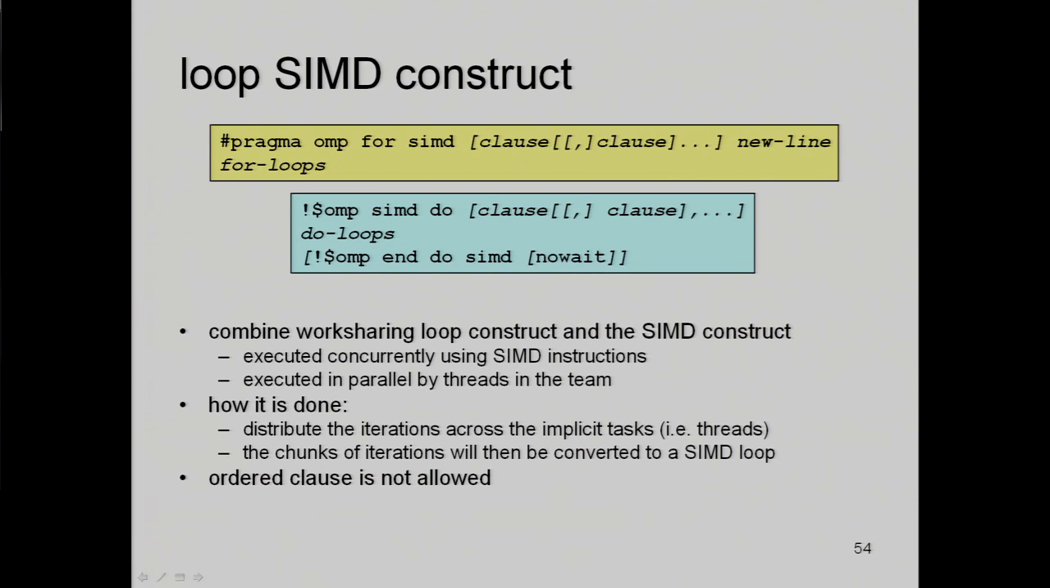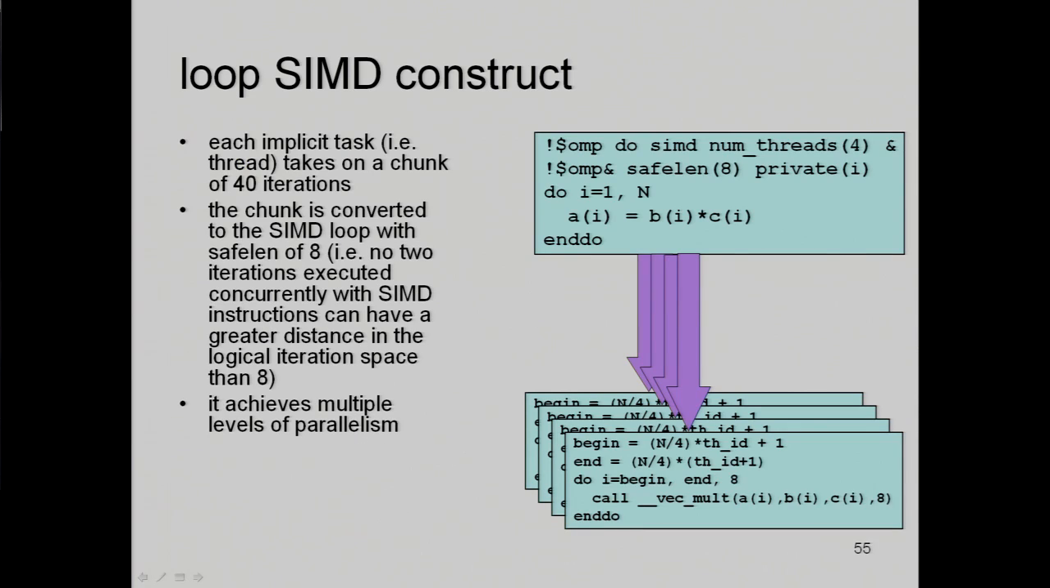First of all, this is very important: we distribute the iterations across the threads first, implicit tasks in this case, threads. I will have some example later on. And then each chunk I'll vectorize individually. In this case, remember the order clause or order constraint is not allowed. Let's go to the example to illustrate this.